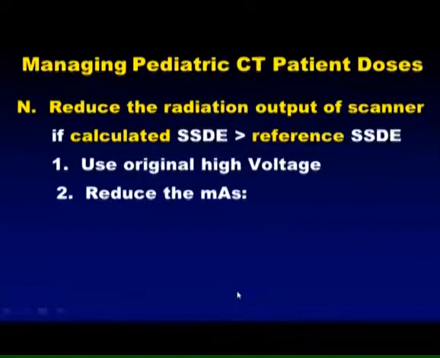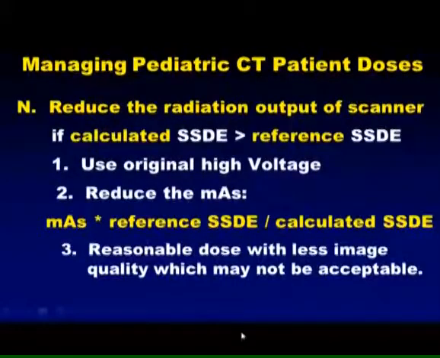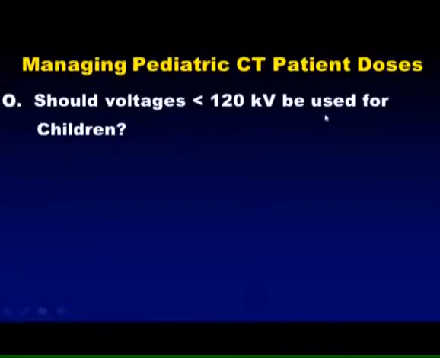Now, how do we reduce? What guidelines do we use to reduce the SSDE? Well, we can take the original high voltage, which is probably 120 kV, and we can reduce the mass. It's simply the ratio of the reference SSDE over the calculated SSDE, multiplied times the mass. The problem with that is that if I just reduce the mass, what's going to happen to the noise in my image? It's going to go up. My image quality is going to be less.